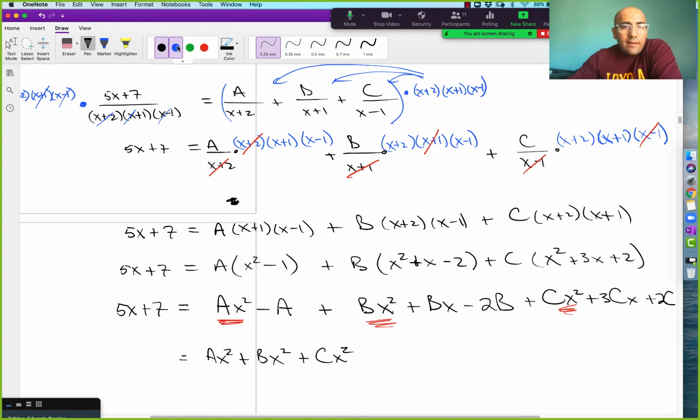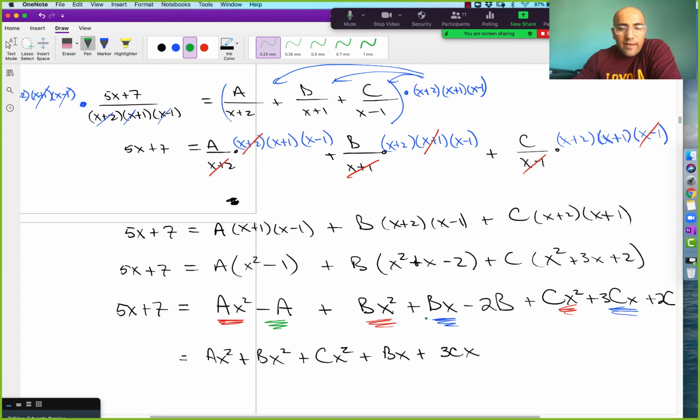Good. And then I'm going to group up all the terms that just have a power of x on them on their own. So I have x to the power of 1 there, and I have this one, right, x to the power of 1 there. So those will turn out to give me bx plus 3cx. Okay, that's those.